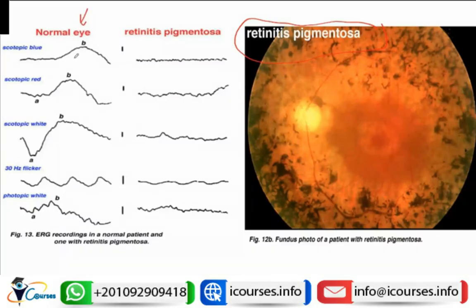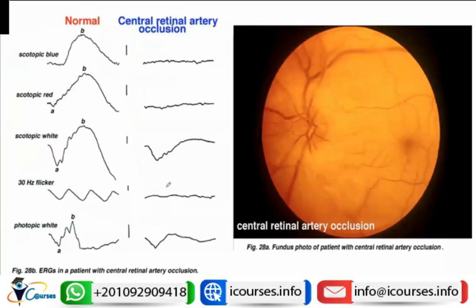So if there is a normal eye response, you can see this is the scotopic response using the blue light and the red light, and this is the A wave and B wave. And then this is the 30 Hertz flicker response, and the photopic white response showing the normal A waves and B waves. But in retinitis pigmentosa, there is absence of the normal pattern, as you can see here, and that will affect both the rods in the dark and the cones in the light. Retinitis pigmentosa will cause affection of the rods first. In this case, there is affection of the rods and the cones, meaning that it is at an advanced stage.